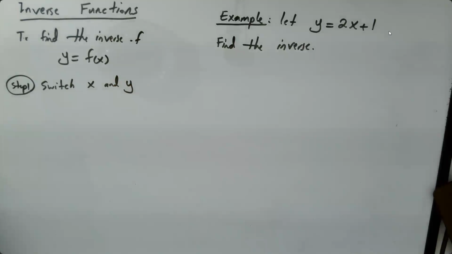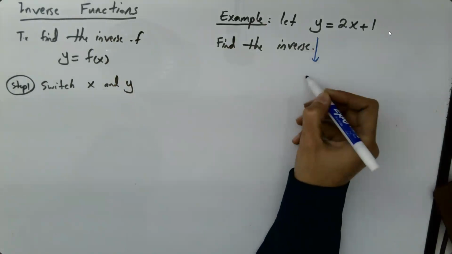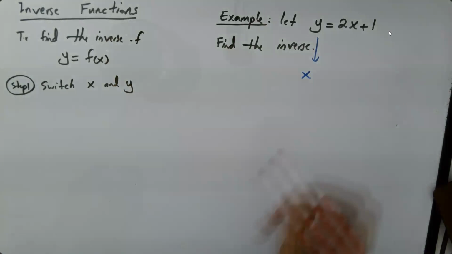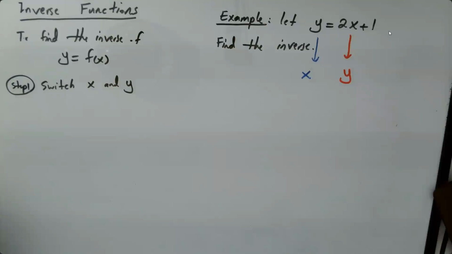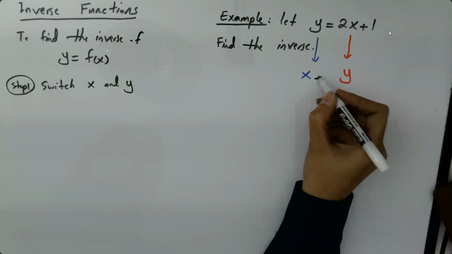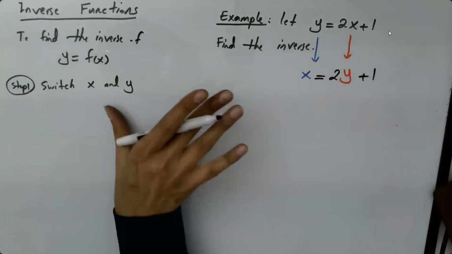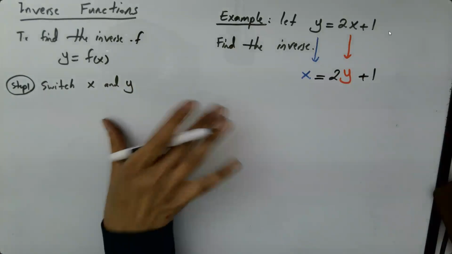So this is what I'm going to do. I'm going to use a different color. I'm going to write down x, and I'm going to write down y, just switching between x and y. So x is equal to 2y plus 1. I switched x and y. This is your very first step.